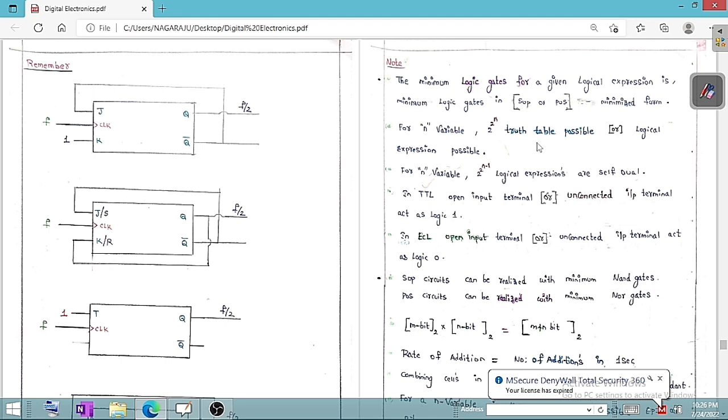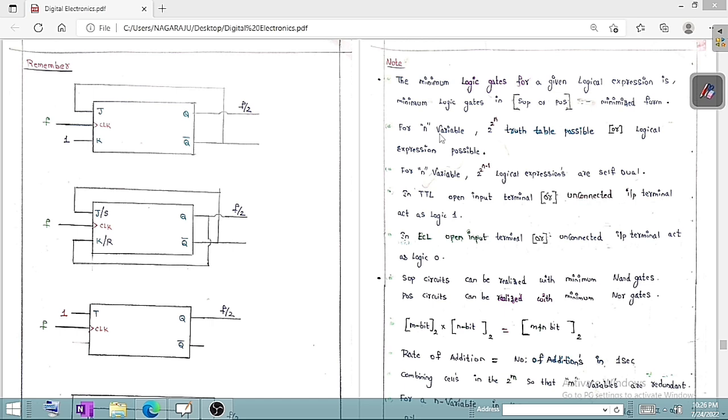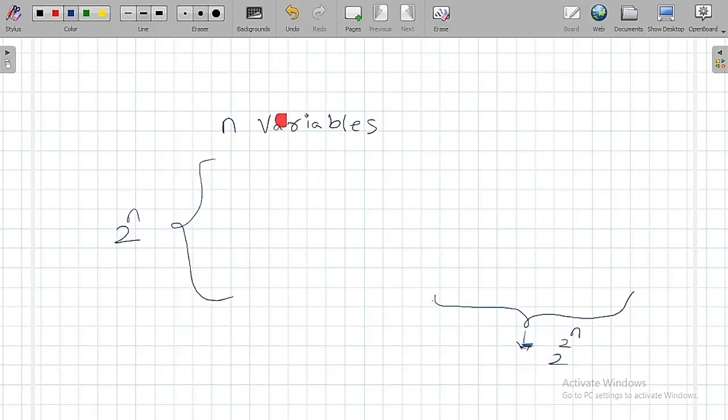Again, these 2 to the power of n combinations are going to act like variables. So you are going to get 2 to the power of 2 to the power of n logical expressions or truth tables in this case. Always remember it in this fashion. Therefore, for n variables, 2 to the power of n truth tables or logical expressions are possible. For n variables, you get 2 to the power of n combinations.